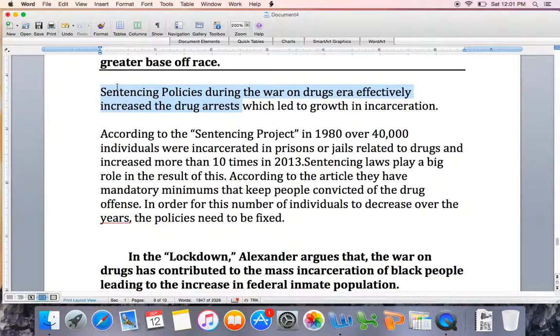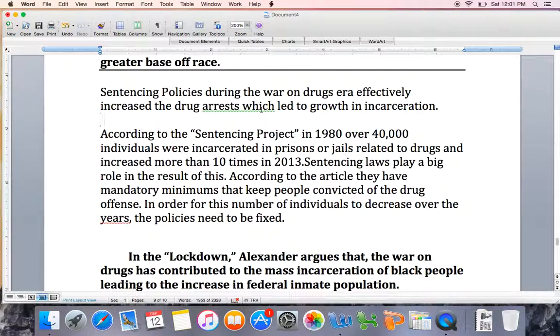Sentencing policies during the war on drugs era effectively increased the drug arrest. That sentence could stand on its own, which means you don't need to have a comma separating this from the dependent clause that follows, led to growth and incarceration. That can't stand on its own. So again, this is independent, this is dependent, and one of the rules of sentence structure is if you have an independent clause and then a dependent clause, there doesn't need to be a comma separating the two.